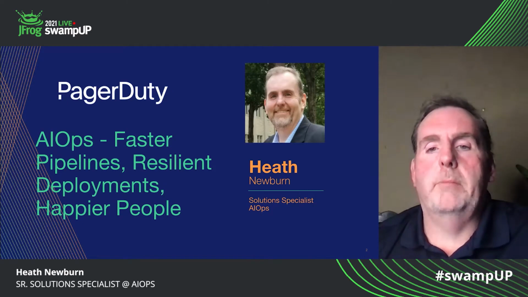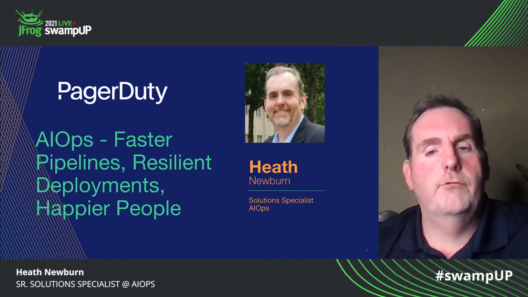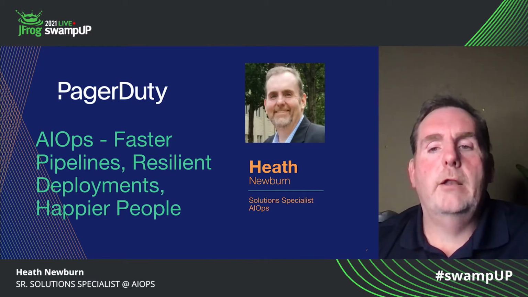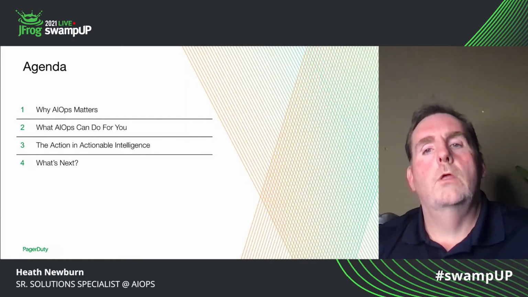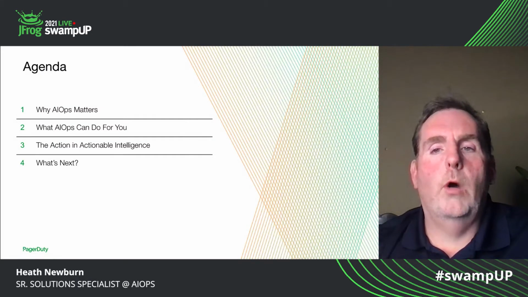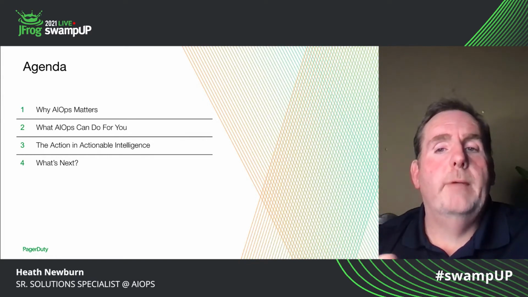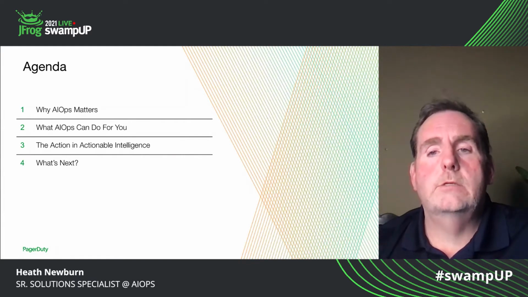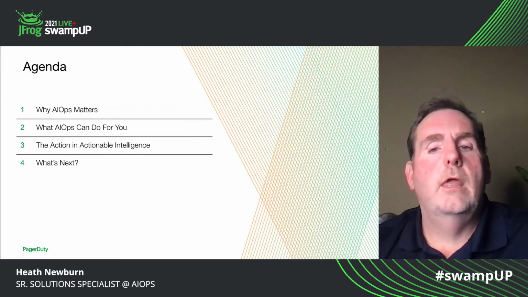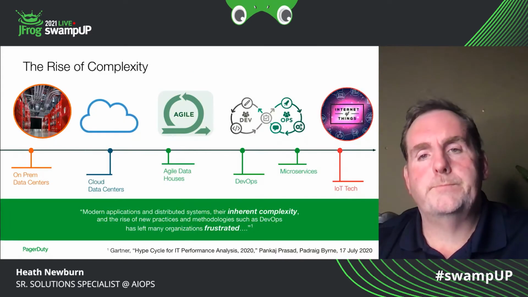So grab your favorite beverage, get a snack, get comfortable, and let's chat about how AI and automation can help you and your pipelines. So we'll cover a handful of things today: why AIOps matters, what it is and what it can do for you, delivering on the promise of actionable intelligence, and what's next. So hopefully you'll leave with some ideas you can take back on creating value for your teams and getting some hours back in your week.